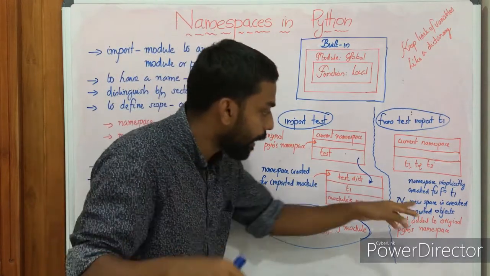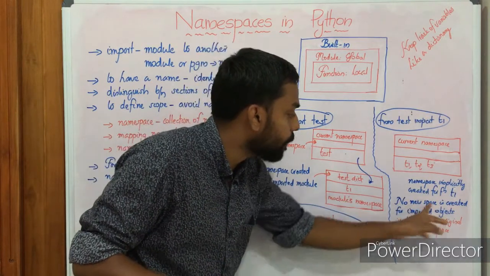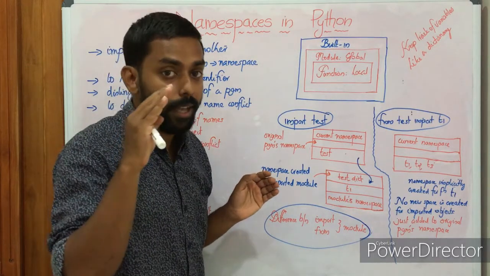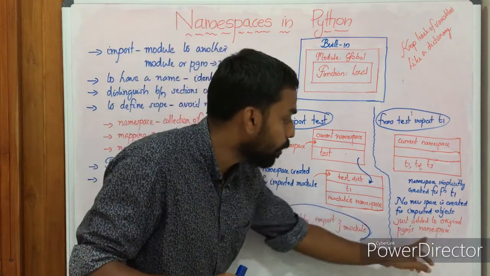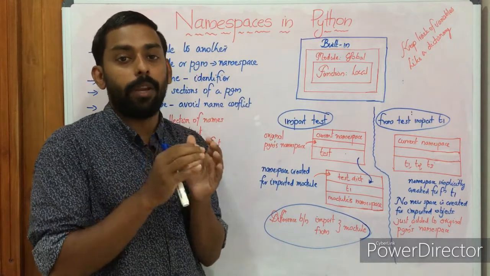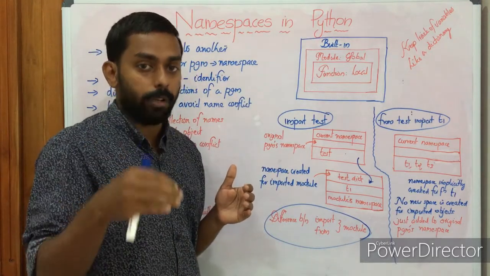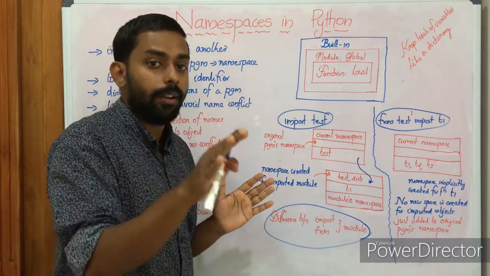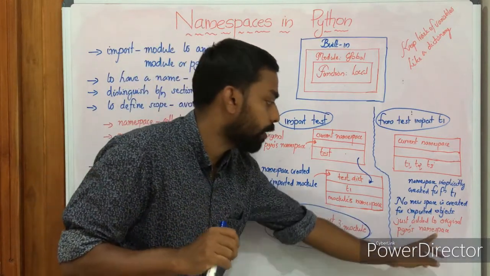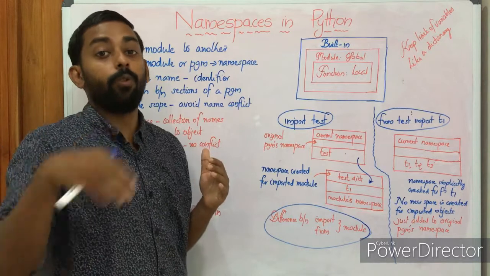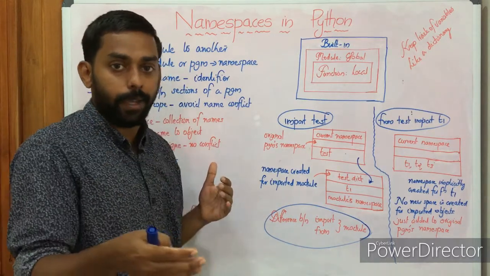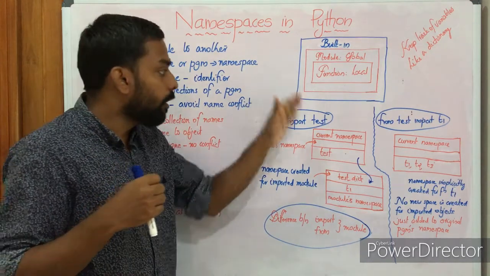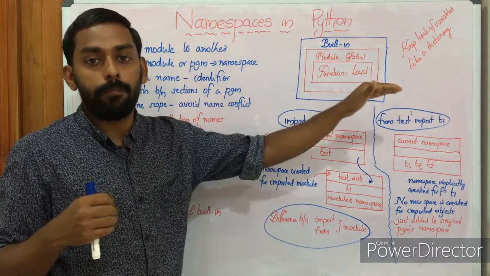Then let's see the second statement. No new space is created for imported objects. It is just added to the original program's namespace. That is, there won't be any new namespace created for imported objects. It will just be added to the existing space of the current or original program, right? So this is the difference between import and from import.